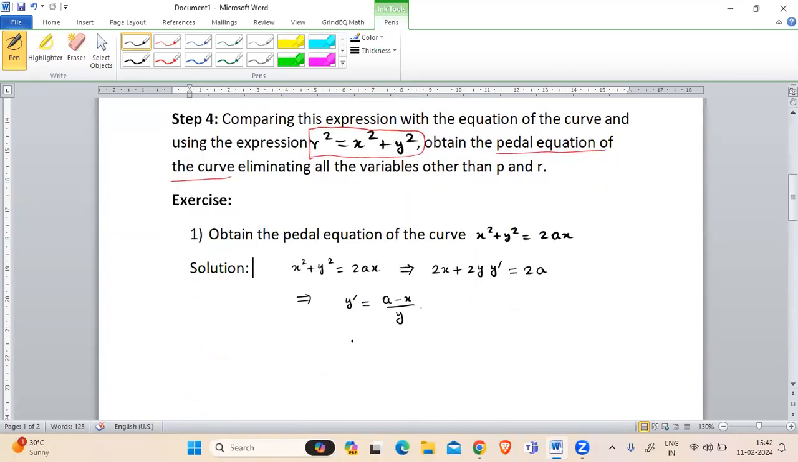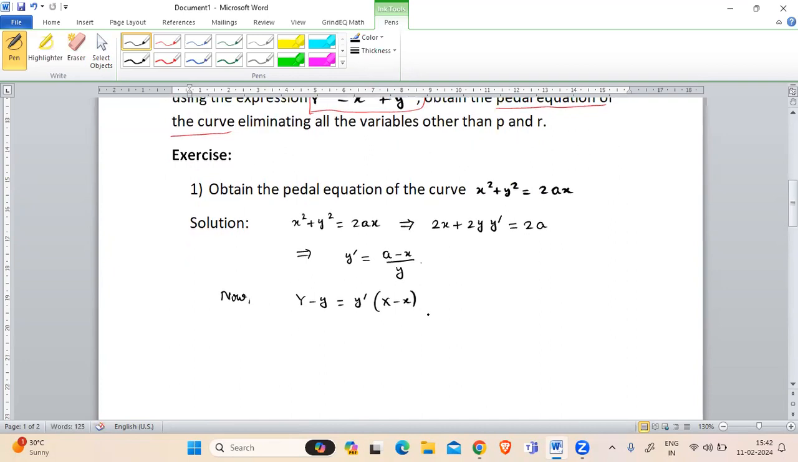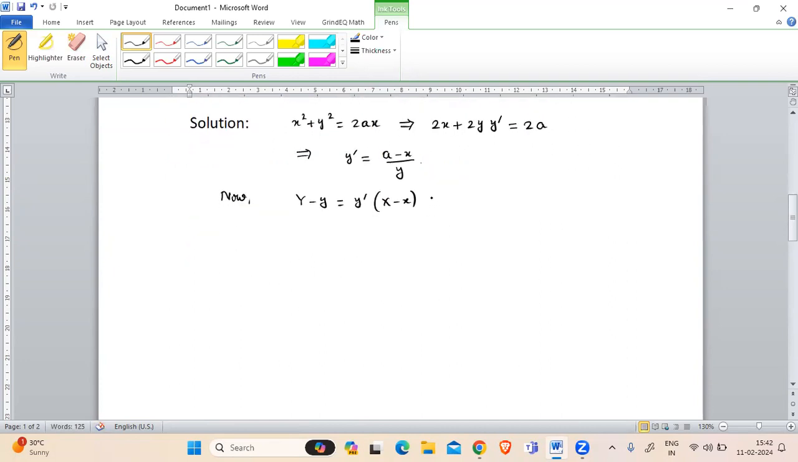We rewrite this equation in the form of Y minus y equals y dash into capital X minus x, which will give us Y minus y equals, now y dash is a minus x divided by y, into capital X minus x.